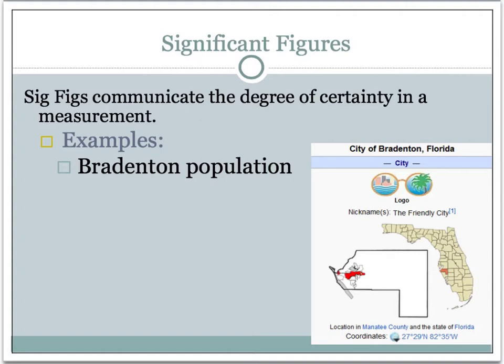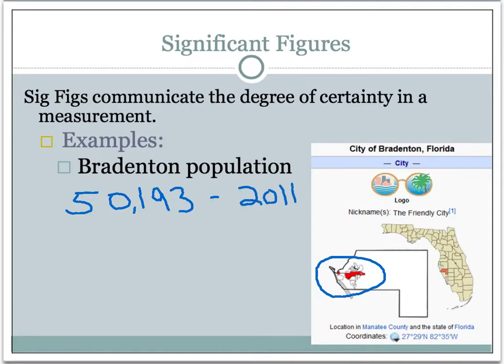The city is defined actually a lot more narrowly, and you may not be able to see really closely in this map down here, but it's kind of a narrow strip through Bradenton. But technically, regardless, if you look at Google, the population of Bradenton in 2011 was 50,193. Now, this was in July of 2011. Even given the date, personally, I have a hard time believing there were exactly 50,193 people. I would bet that there's a little bit of uncertainty in this measurement.